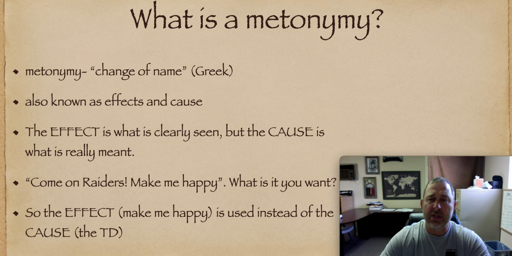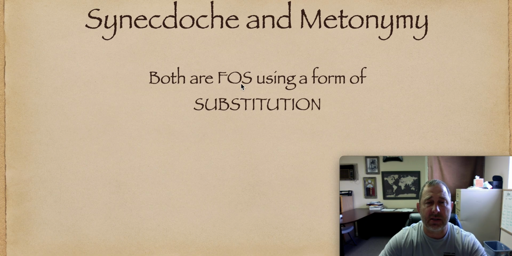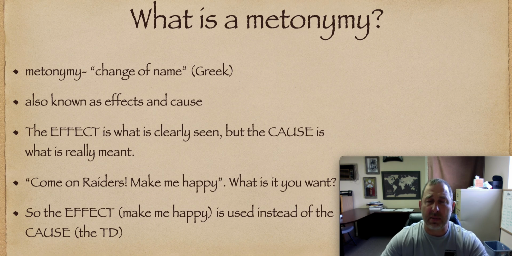Let's look at, again, metonymy. So when we began, we began with this. The synecdoche and the metonymy are both figures of speech using a form of substitution. So metonymy is also going to be a form of substitution. It's a little different, though. Metonymy comes from the Greek and then through the Latin, but the word meant a change of names. So it means to change the name of something.